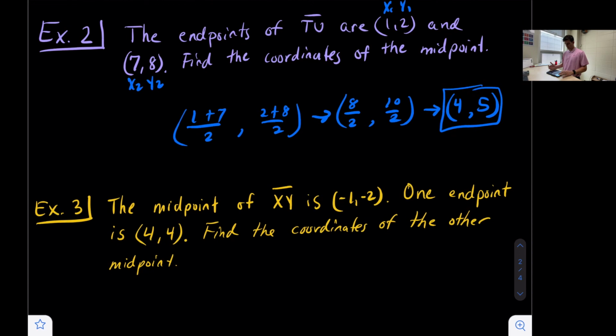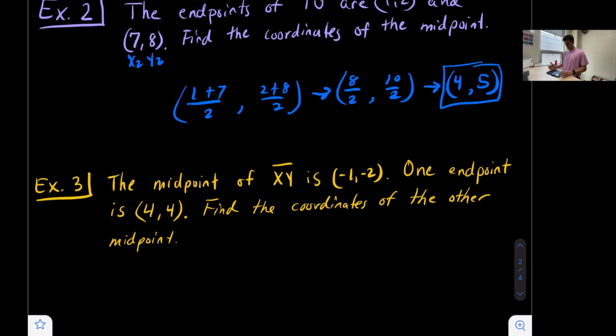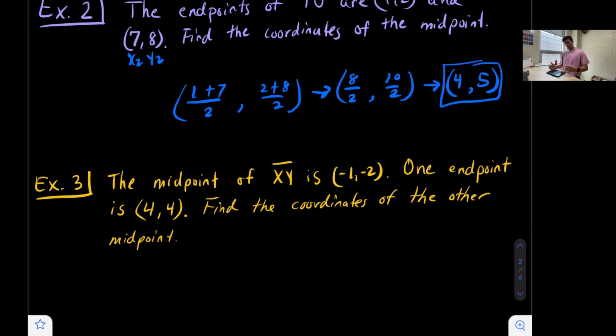Another example that we could see with midpoint is them giving us the midpoint and one endpoint, and we have to find the other endpoint. So here's what that would look like. The midpoint is (-1, -2). So here's our x coordinate and y coordinate of our midpoint. One endpoint is (4, 4). So we'll call (4, 4) x1 and y1.